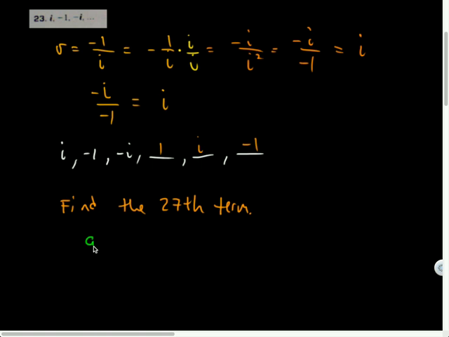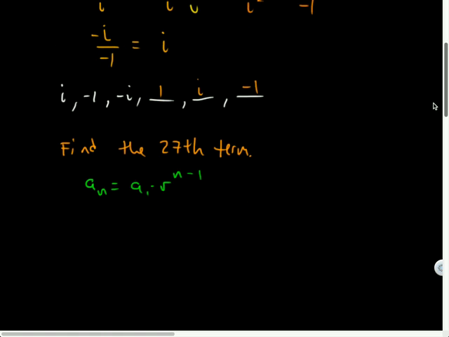So finding a sub n in a geometric sequence, what is that equal to? a sub 1 times r to the n minus 1, I believe. Little one, not big one. Let's label what we know, gentlemen. I know a sub 1 is i, I know r is i, I know n is 27, and I don't know a sub 27, which is what I'm looking for.